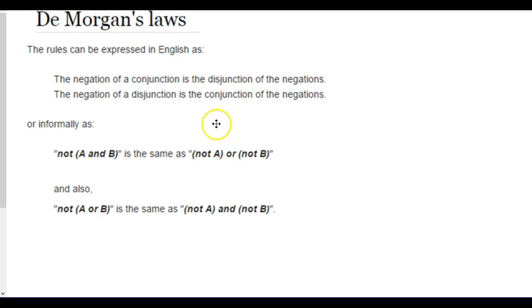So again, back to De Morgan's law. That video may have been a little bit hard to understand the audio, but the key for that was looking at the Venn diagrams and understanding how De Morgan's law was proved.